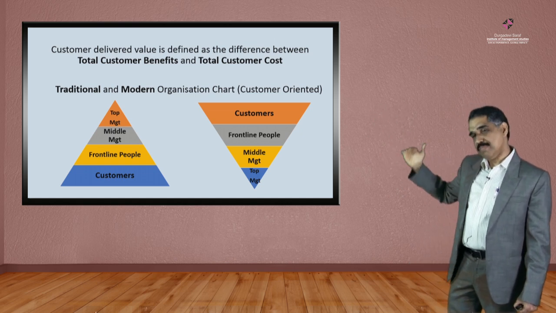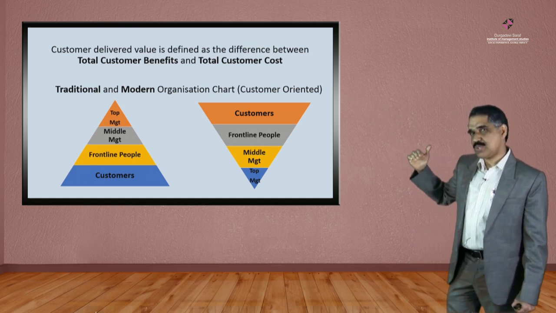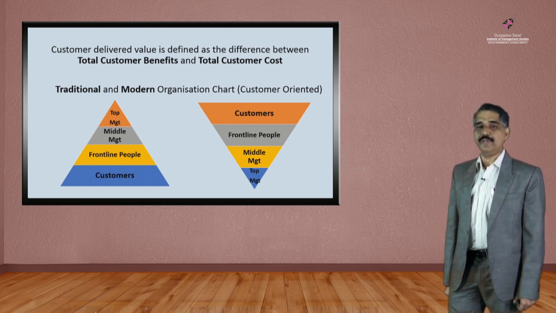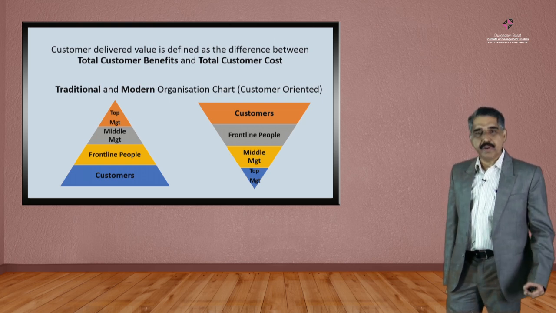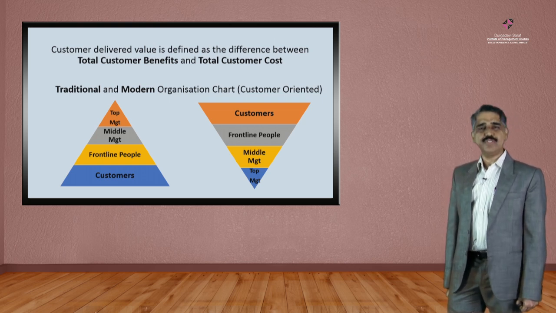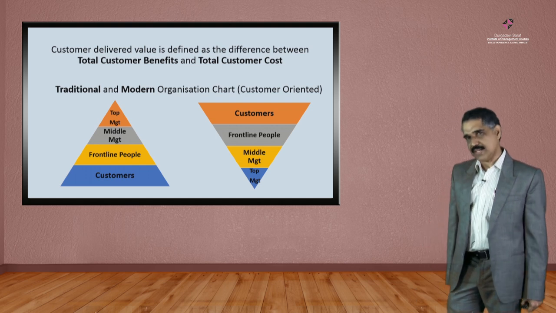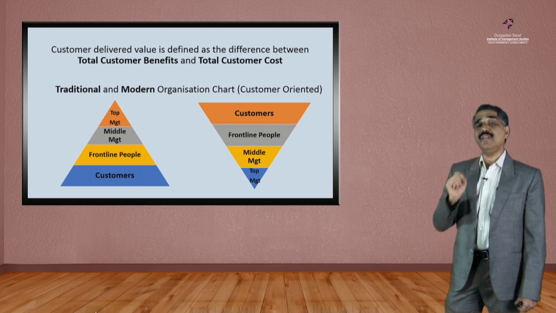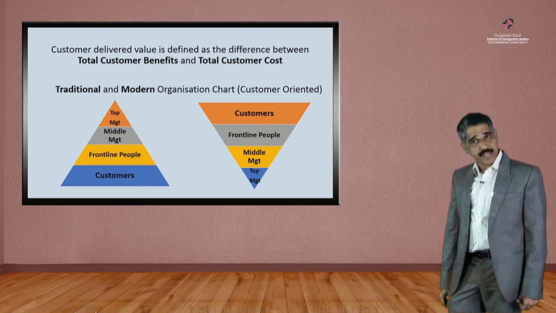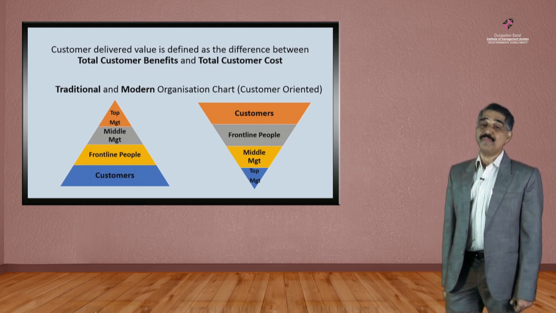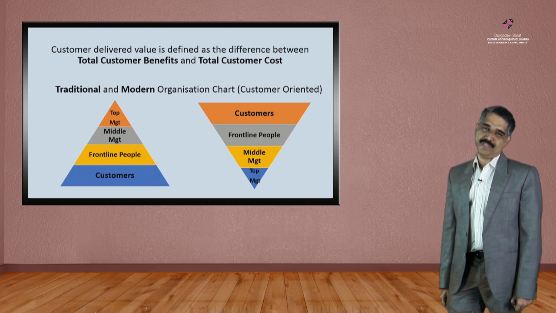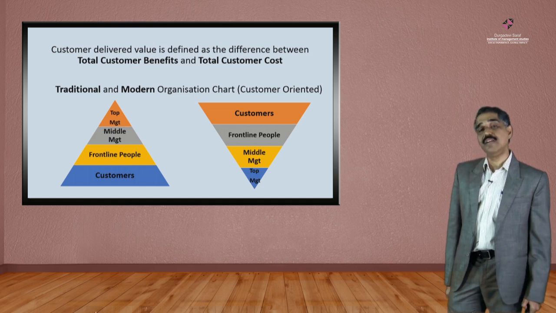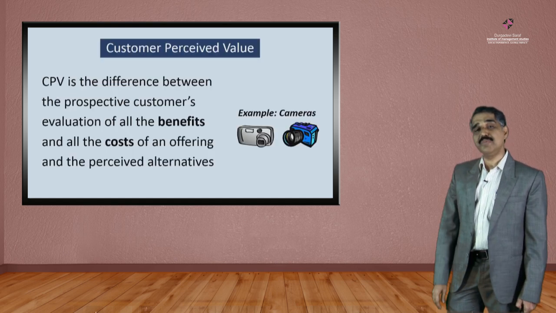Everything comes below. Now immediately next to customers, what comes? Your frontline people. See, would you be happy if a person with whom you are interacting to buy a camera, for example, doesn't serve you, would you still continue? I don't think you'll continue. So for customers, frontline people, your service people are very important, and then comes the middle management and top management. So the thought has changed now from a traditional to a modern organization chart where customer is everything.